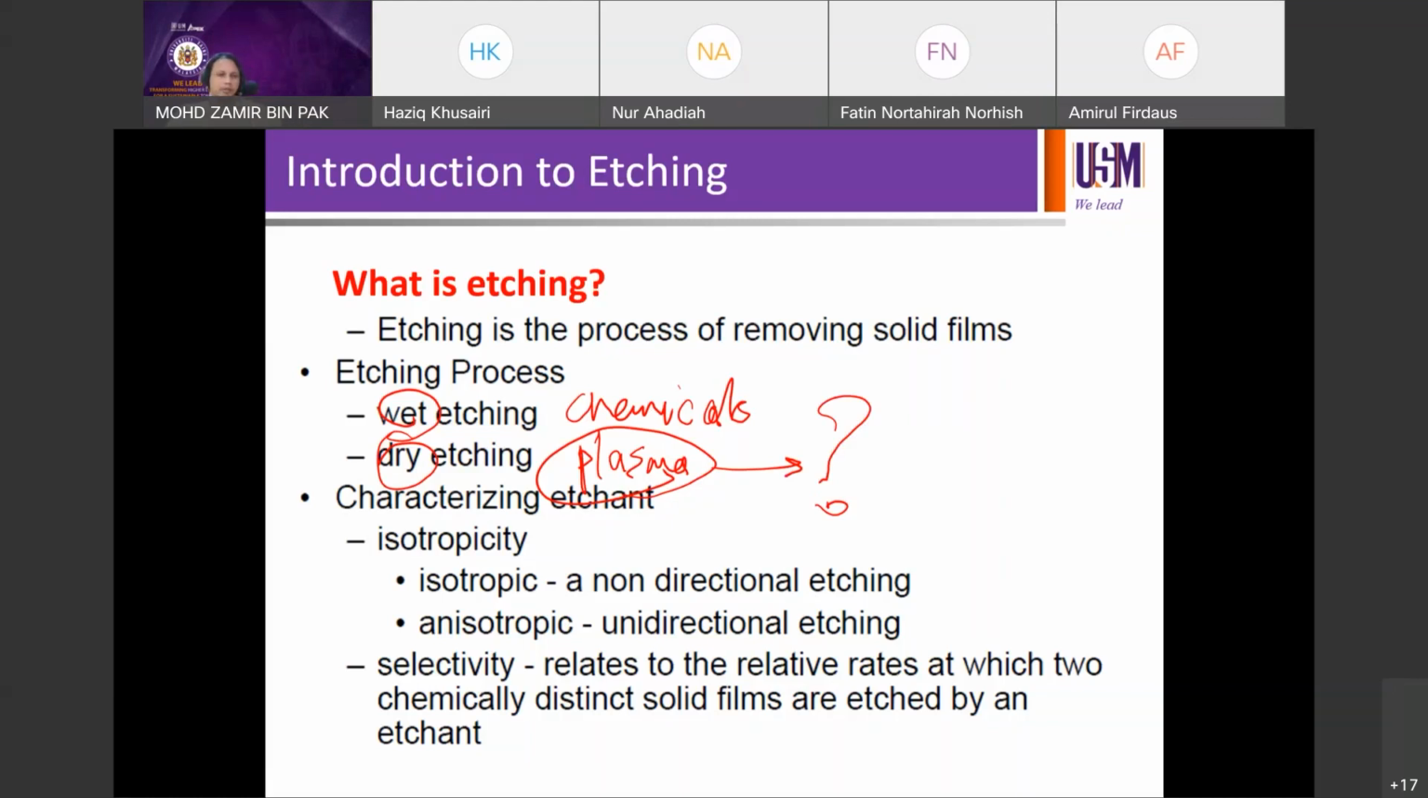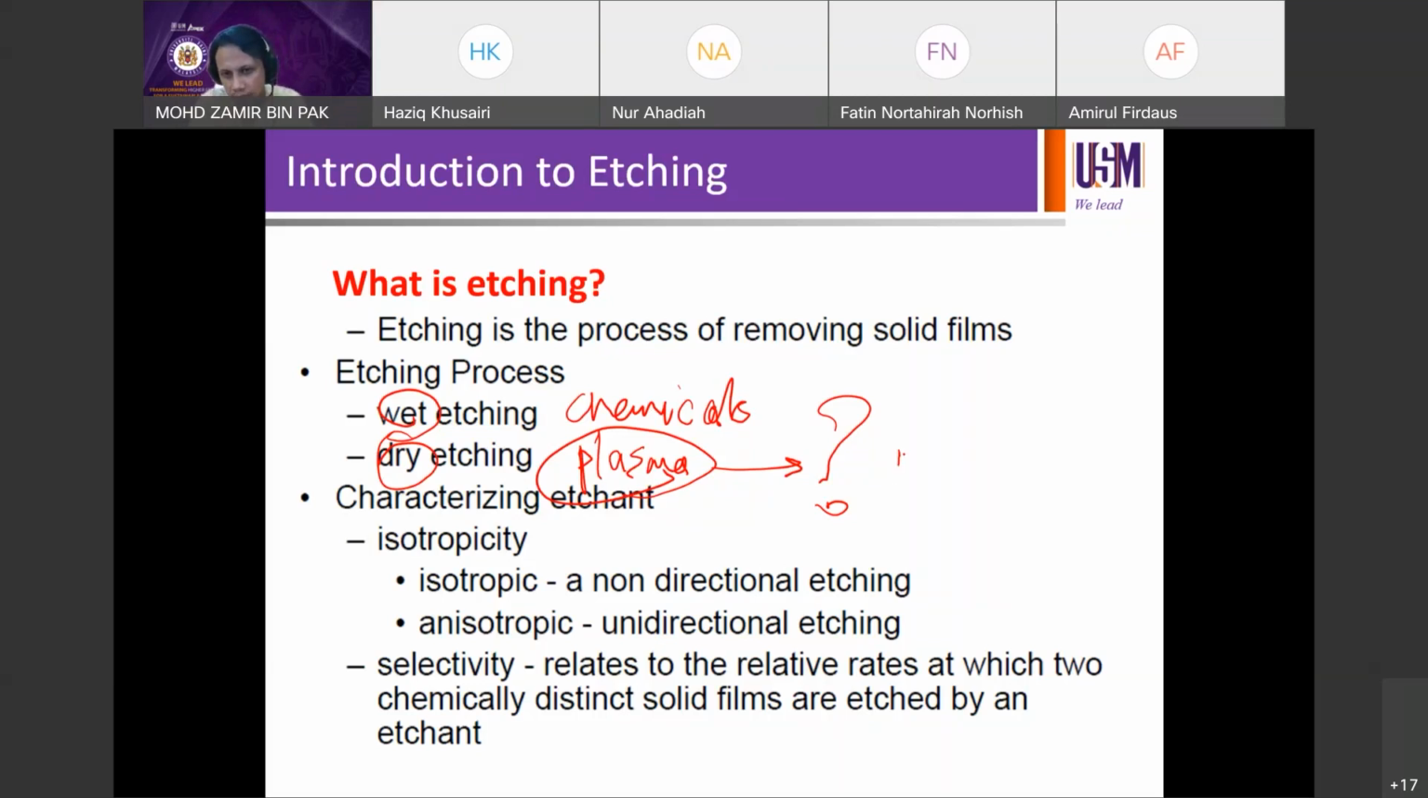Sebelum ion tu dia apa tu sebenarnya? Plasma is, yes, ions. Tapi sebelum dia jadi ion tu dia jadi apa? Anyone? Anyone learn about plasma before? Sekarang kita bahas satu-satu. Liquid.